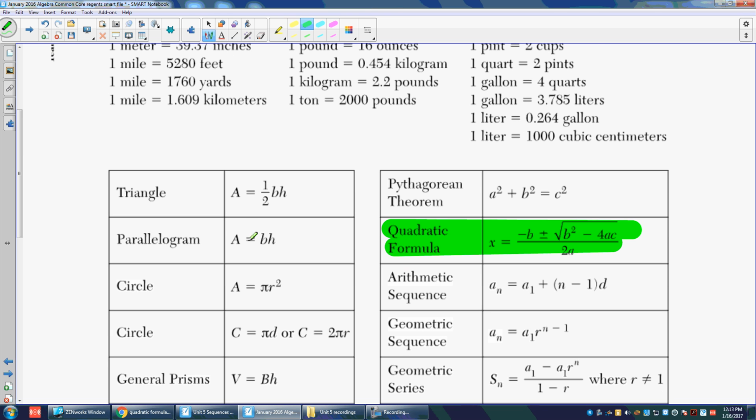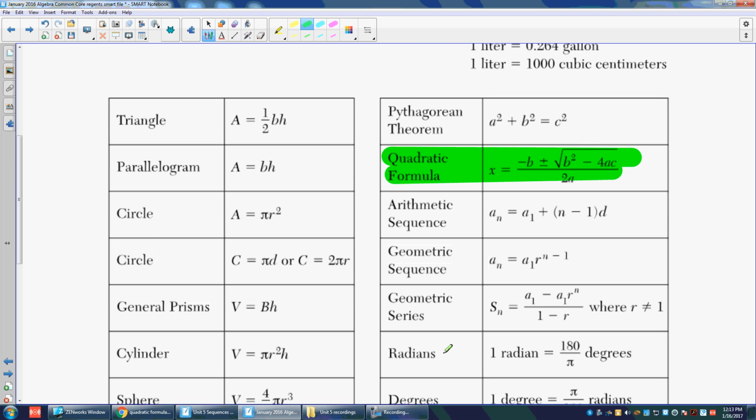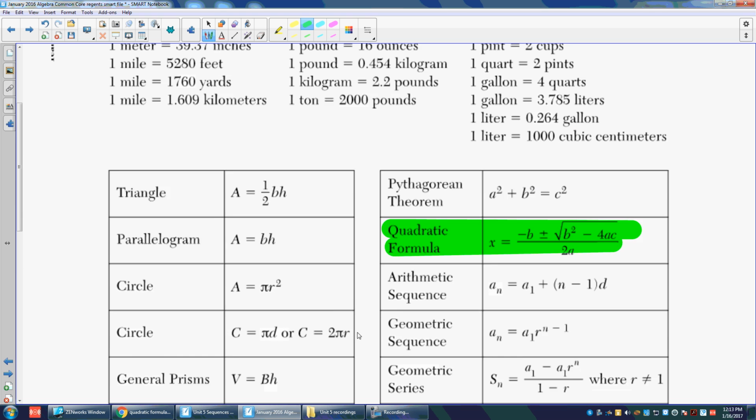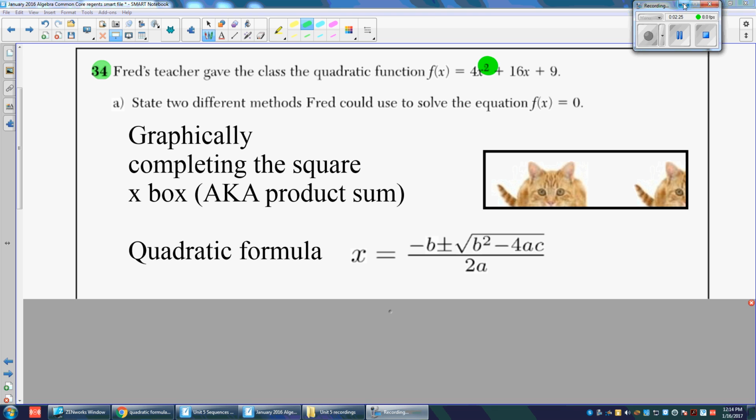A lot of these we won't need because they don't apply to our class. Arithmetic sequence we will need. Radians we do not need. So there are some things here we need, some things we do not need. Let's go back to the question at hand. So if you wrote down any of these, just 2 of them, you would get credit.